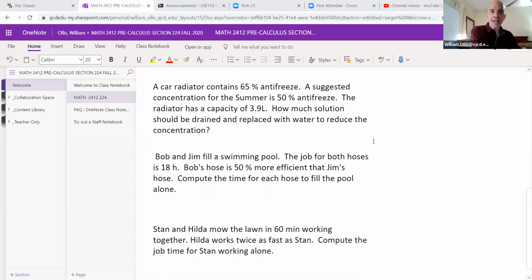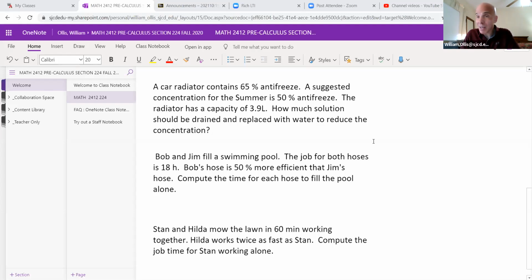It says a car radiator contains 65% antifreeze. It says a suggested concentration for the summer is 50% antifreeze. The radiator has a capacity of 3.9 liters. Okay, so you're thinking we want to decrease the concentration of antifreeze. So the question says, how much solution should be drained and replaced with water to reduce the concentration?